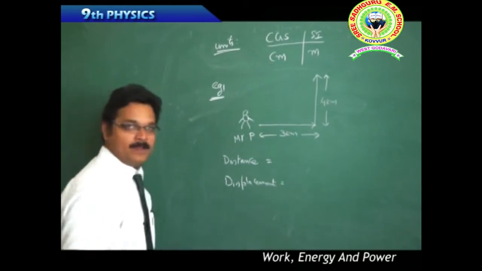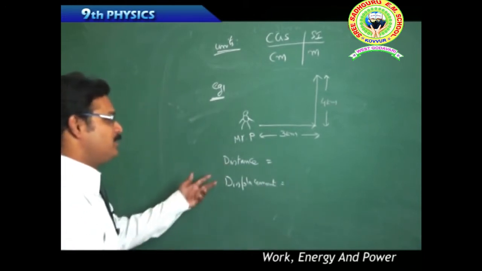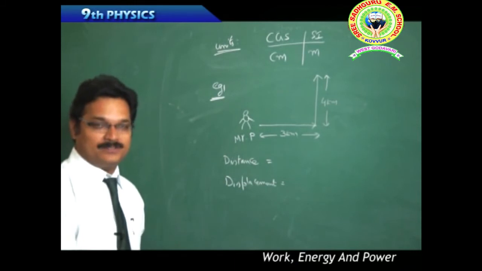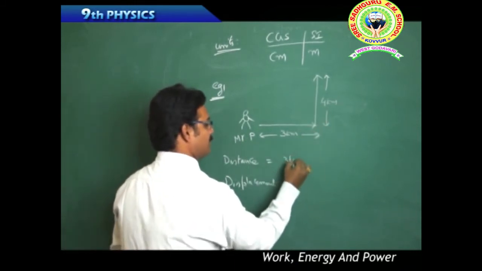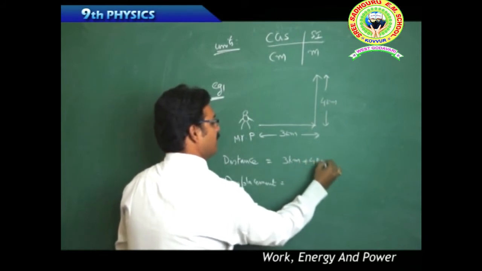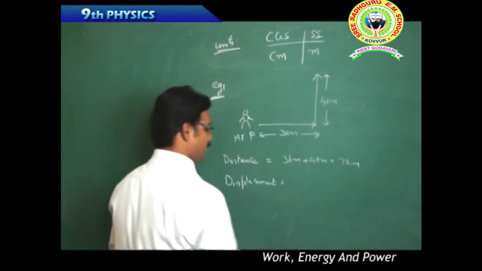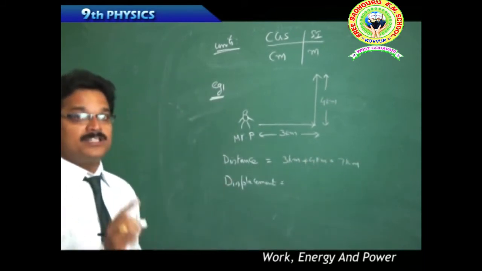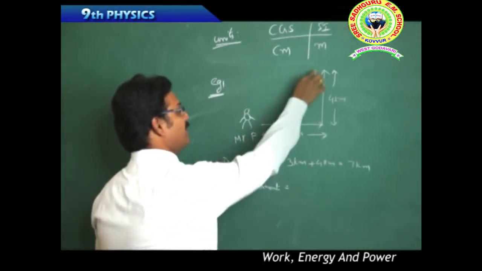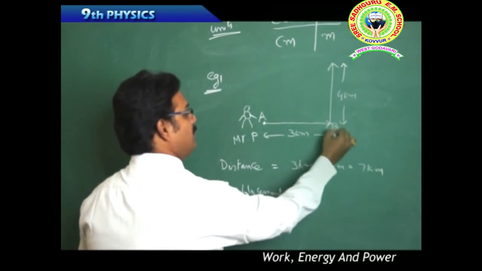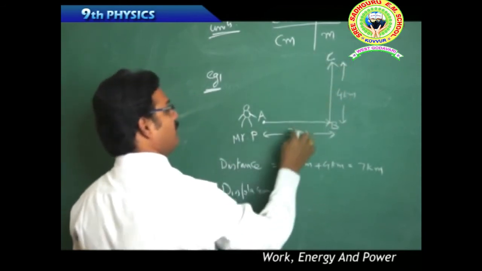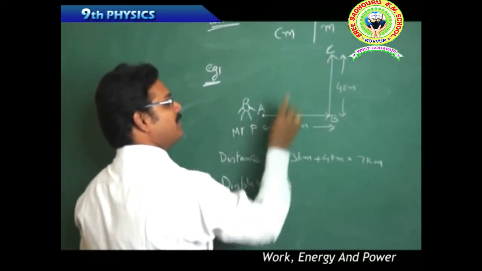Now first come to distance. Distance, I told you, is the total path covered. So the total path is nothing but 3 kilometers plus 4 kilometers, which is 7 kilometers. Over. Now displacement. Shortest distance between initial point and final point. So this initial point is A, this is B, this is C. Now the initial point is A and the final point is C.